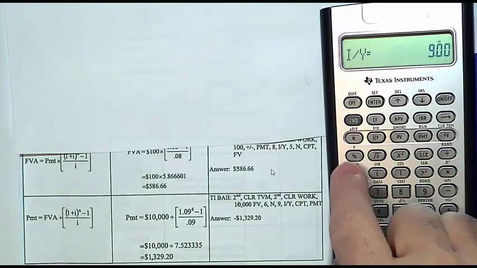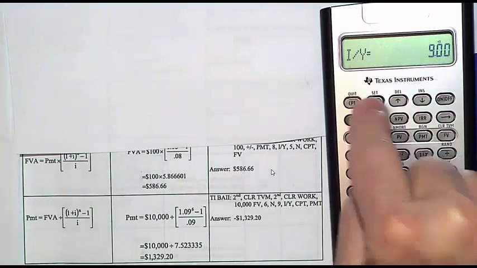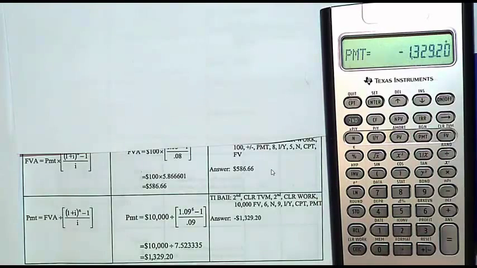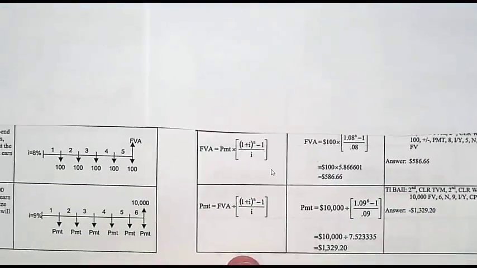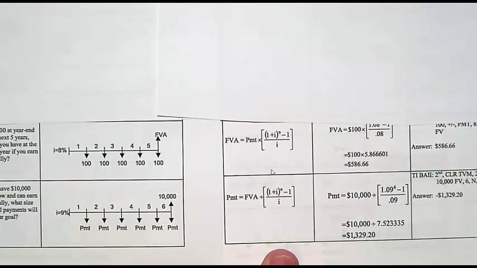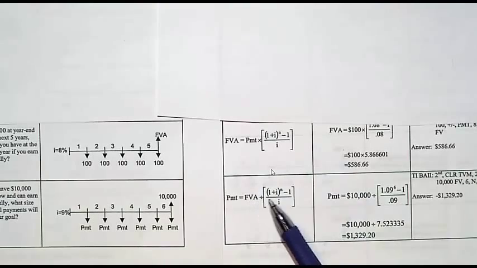And we're going to compute the payment. So compute up here, compute payment, 1329.20. So that's the same number that we got in this case. Now, does that number make sense if we look back at the timeline, 1329.20, and here we see 1329.20 right here.